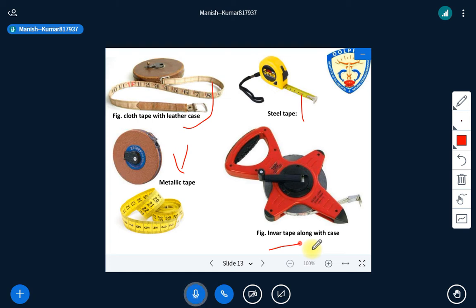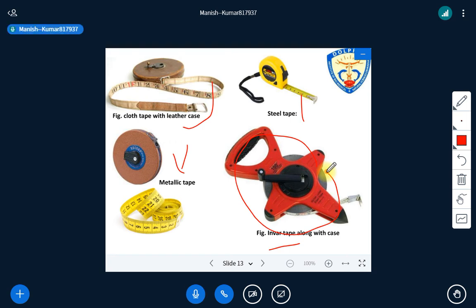The use of tape is very easy. People already use the tape in your forest management exercises. The same kind of use is there. Only I would like to explain this invar tape. In the last class I told you about the baseline. When you are making a survey, you have to draw a baseline. So this invar tape can be used there, because it provides linear measurement of a very high degree of precision.